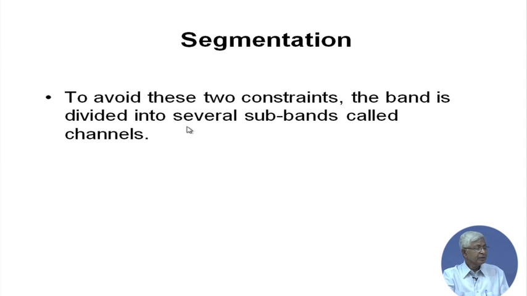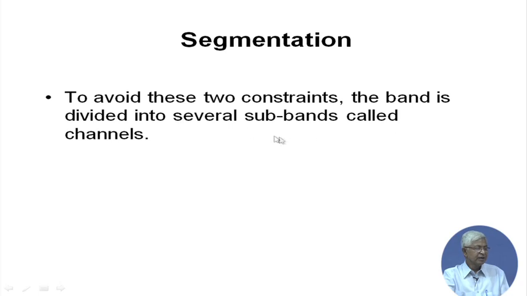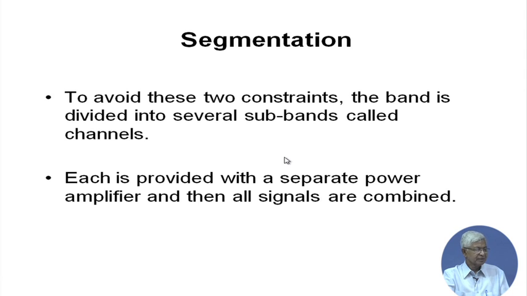So therefore these two problems, getting individual carriers at lower power as well as getting more noise, can be addressed if you take a small number of carriers in each amplifier and then sum them up later. That could be one solution. In that case, each carrier in each amplifier will have much larger power. So the band is then divided into several sub bands, which you call channels.